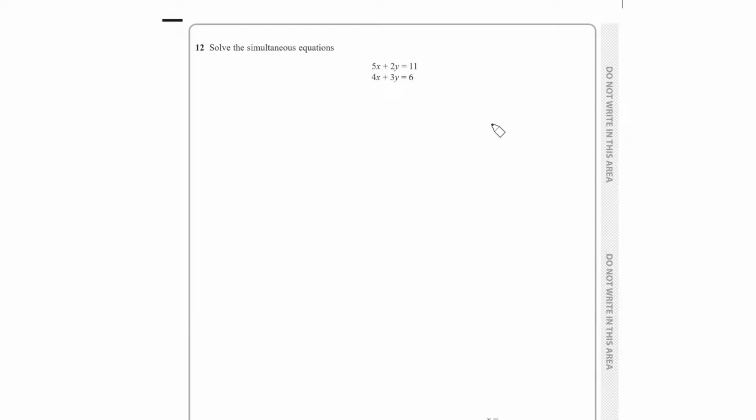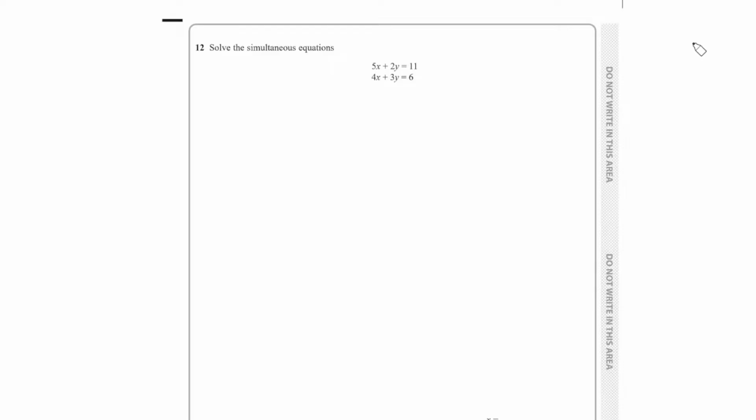So, question 12, solve the simultaneous equations. These are just linear, so that's nice, they're not quadratic. But the issue is the coefficients. So with linear simultaneous equations, you can either use the substitution method or the elimination method. That's a complete personal preference again. It's up to you.